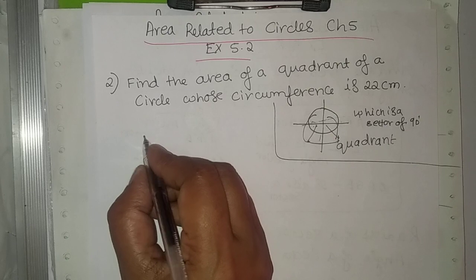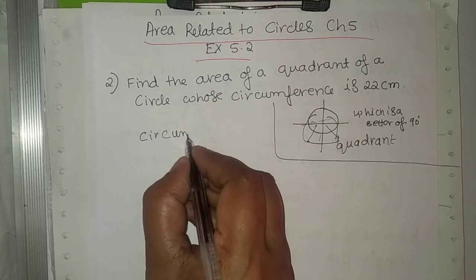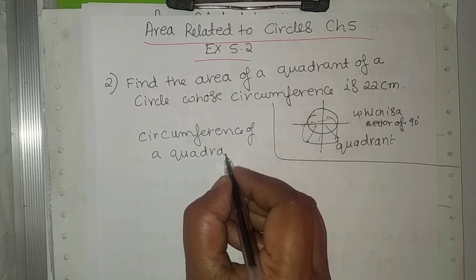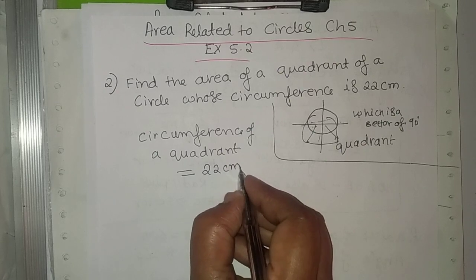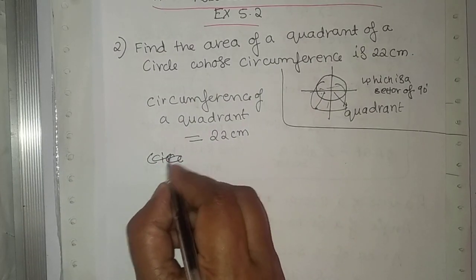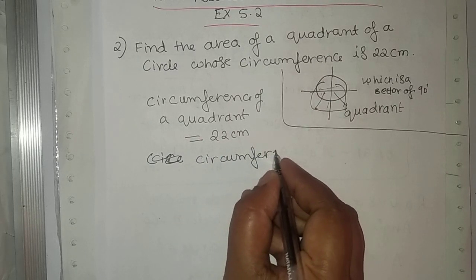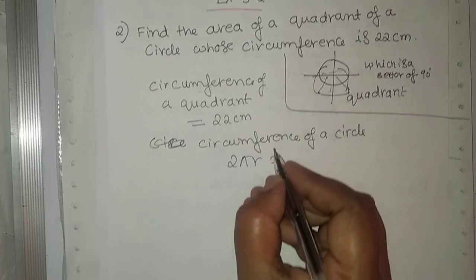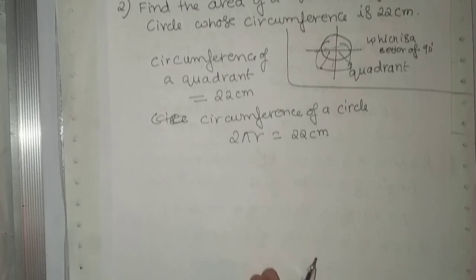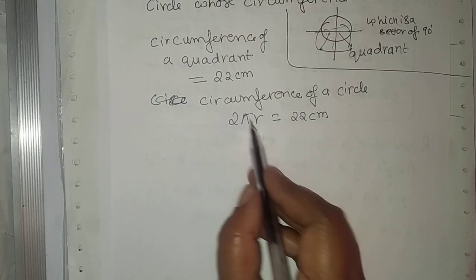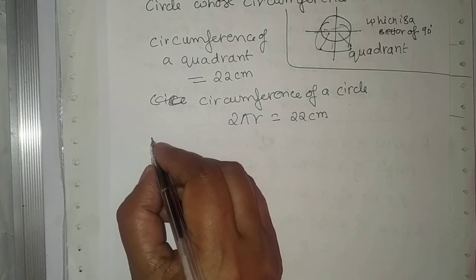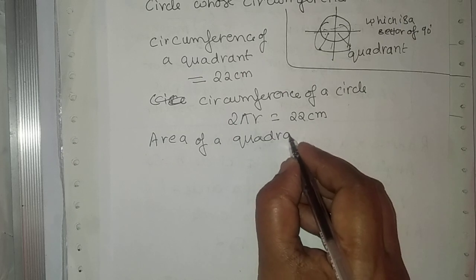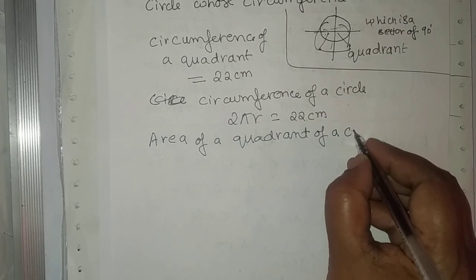Circumference of the quadrant, what they have given, is equal to 22 centimeters. Circumference of a circle is 2 pi r, which is equal to 22 centimeters. Therefore, next, we need the area of the quadrant of a circle.